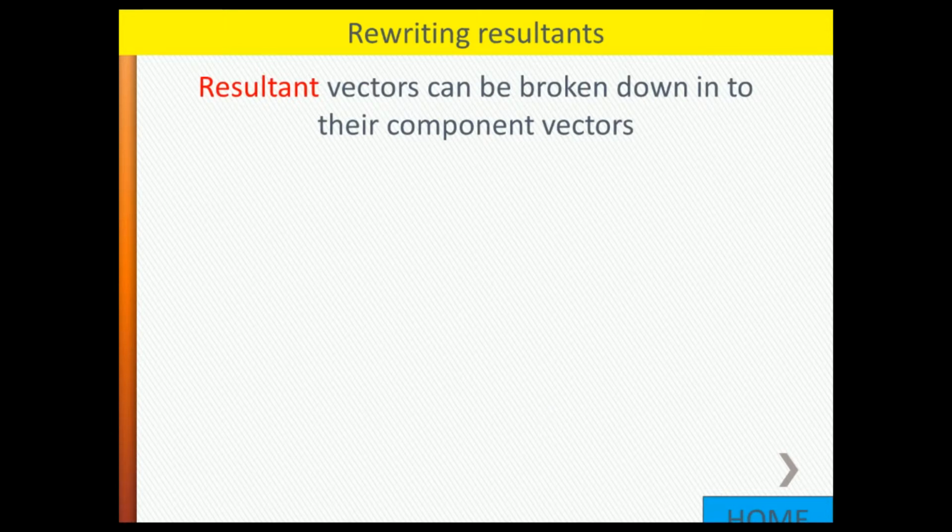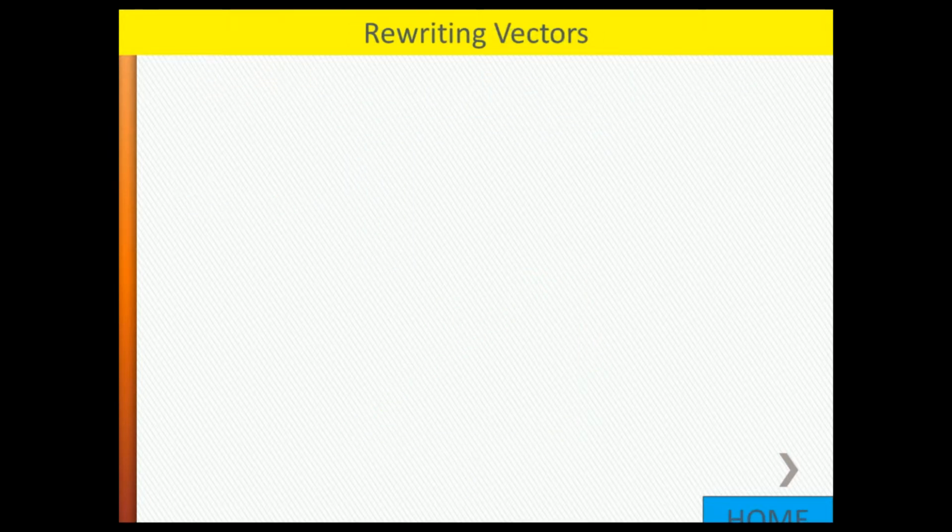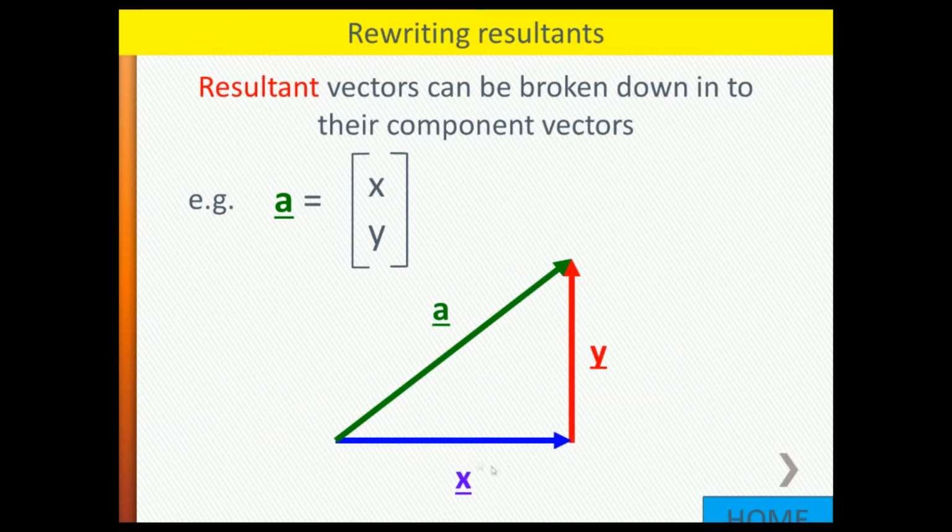Resultant vectors can be broken down into component vectors. So a is that, and it's x, y, and x is that, and y is that. A is so many across and so many up. So when we're writing our translation vector before, we're going so many to the right and so many up, or we're going right by x and up by y. And that's the way we would write that. It's kind of repeating what we did before, actually.